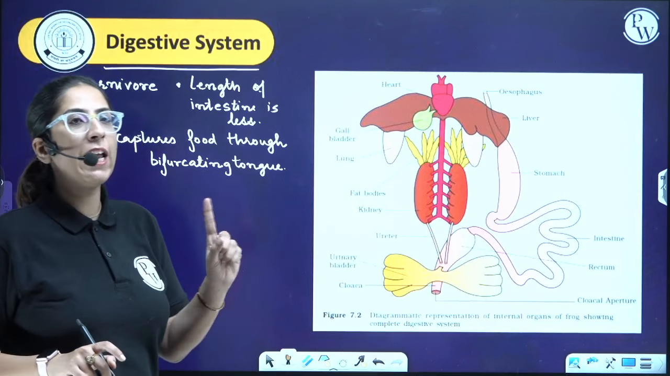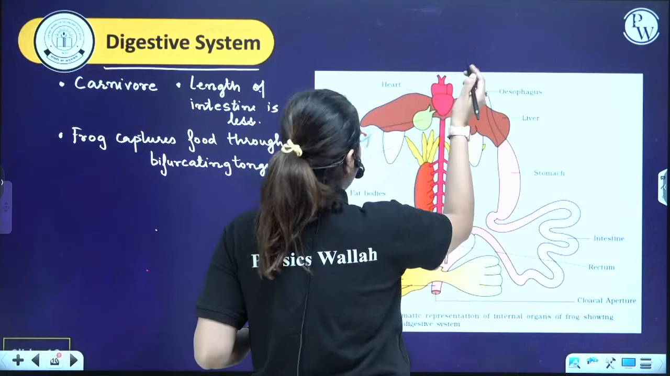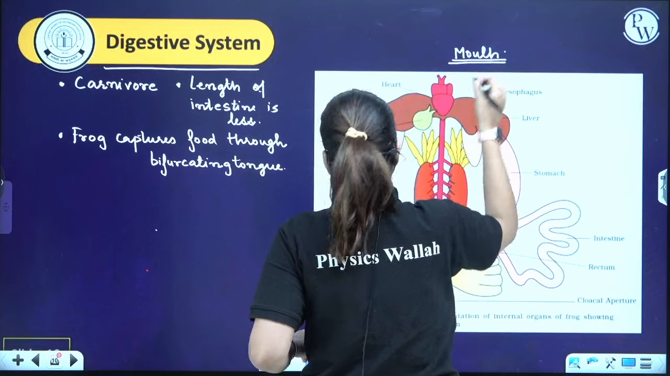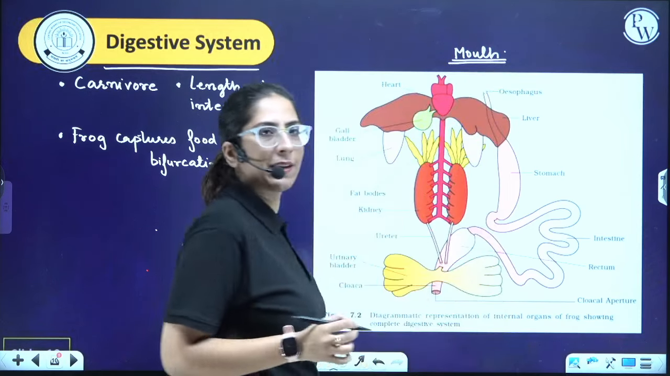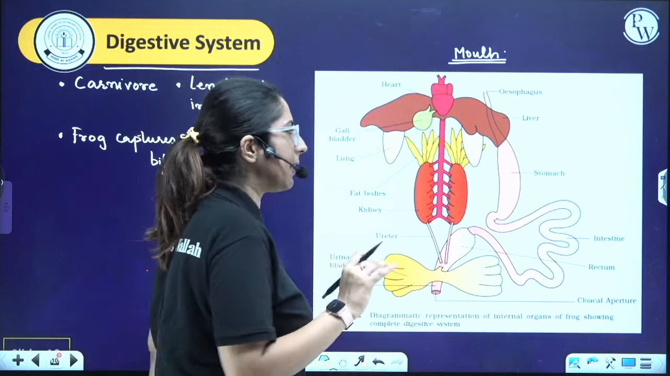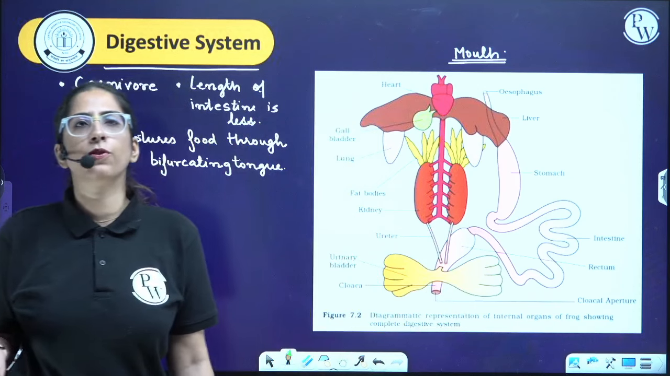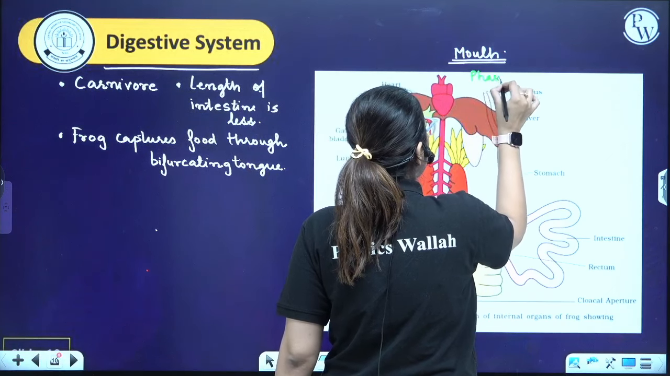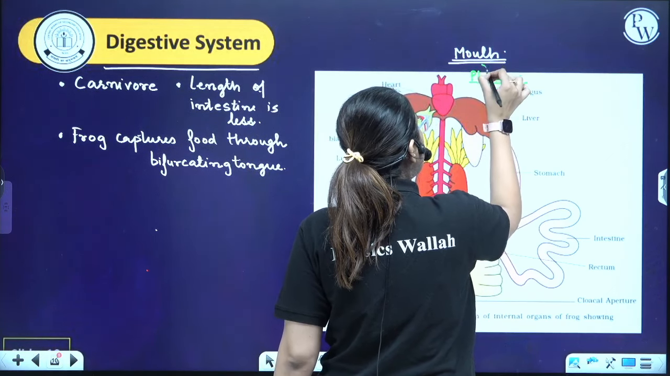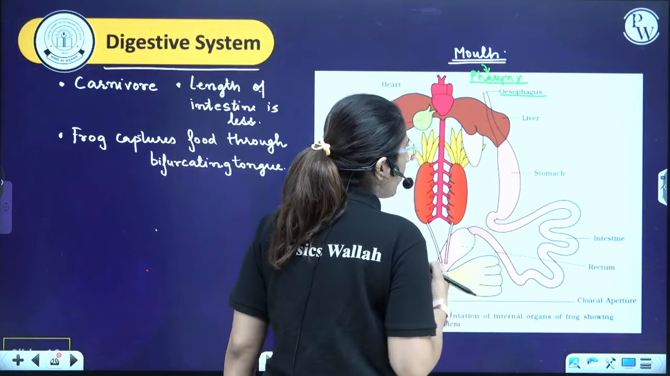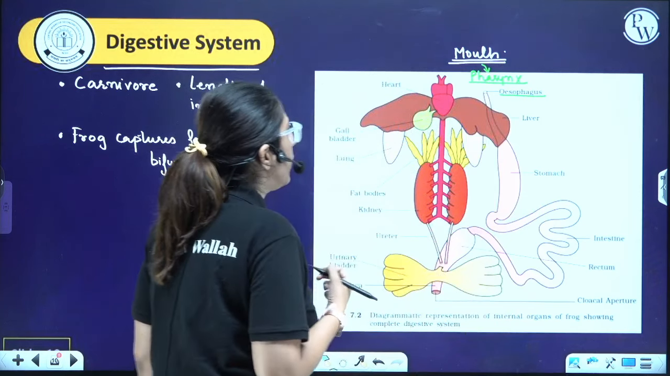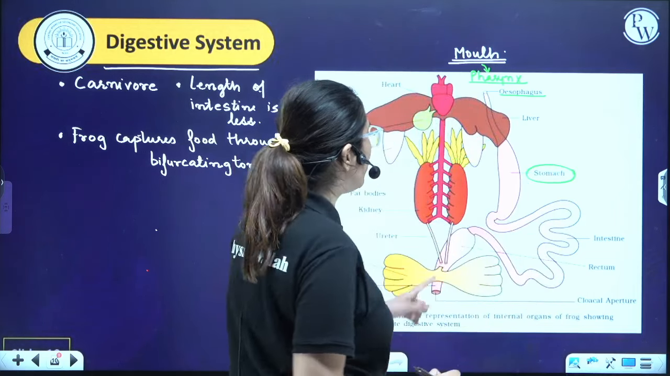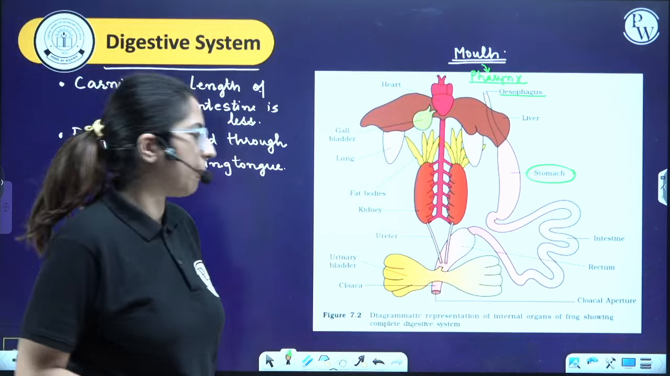Now what will happen? Food will enter from the pharynx. Here the mouth will be present. Let's label it. Guys, please understand this topic. I'm not telling you to cram everything, but understanding is enough because it is very easy and very much similar. We have completed human physiology, and they are very much similar to humans. Food from the mouth will enter the pharynx, then the esophagus, then the stomach, then the intestine, then the rectum, and it comes out with the help of the cloacal aperture.